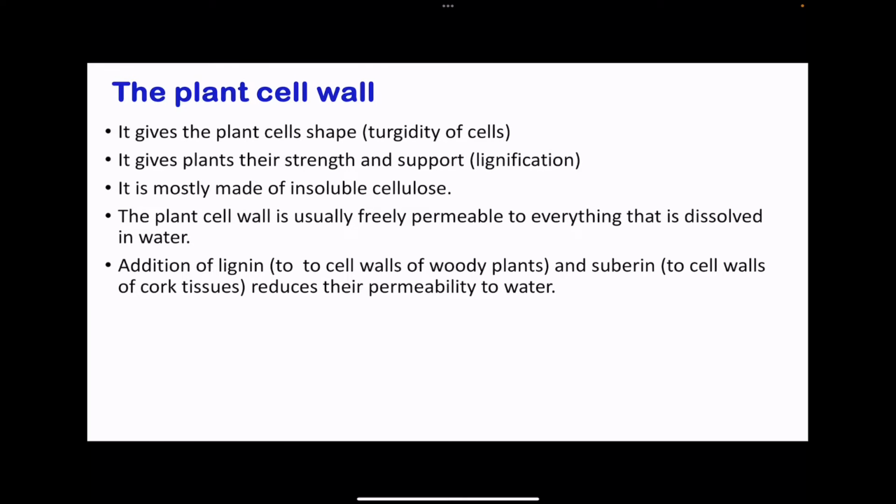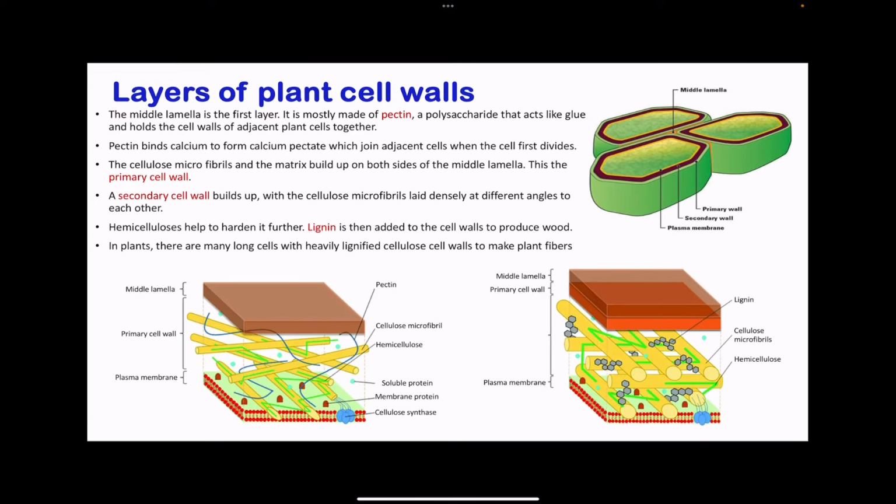It also gives strength as well as support because there is lignification that takes place. The cell wall is mostly made up of insoluble cellulose. And then the plant cell wall is usually freely permeable to everything that is dissolved in water. Sometimes lignin is going to be added, like in woody plants, as well as suberin in cell walls of cork tissue, and this is going to reduce permeability to water.